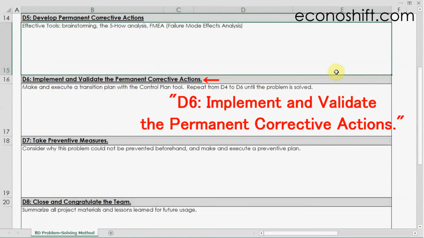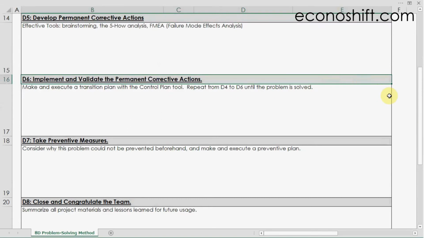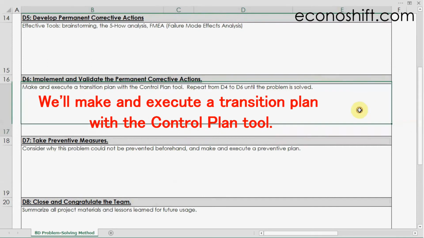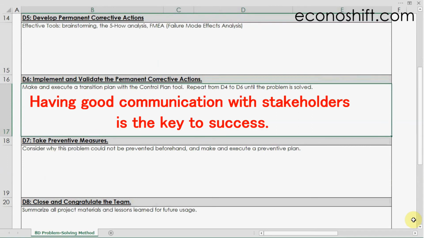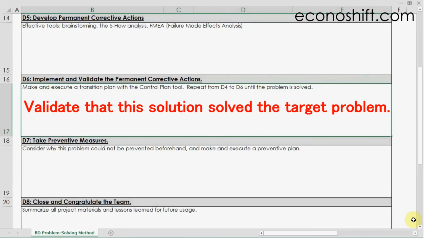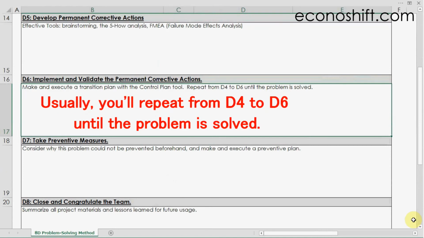D6. Implement and validate the permanent corrective actions. In order to transform the current situation to a permanently solved situation, we'll make and execute a transition plan with the control plan tool. In this stage, having good communication with stakeholders is the key to success and validates that this solution solved the target problem. Usually, you'll repeat from D4 to D6 until the problem is solved.